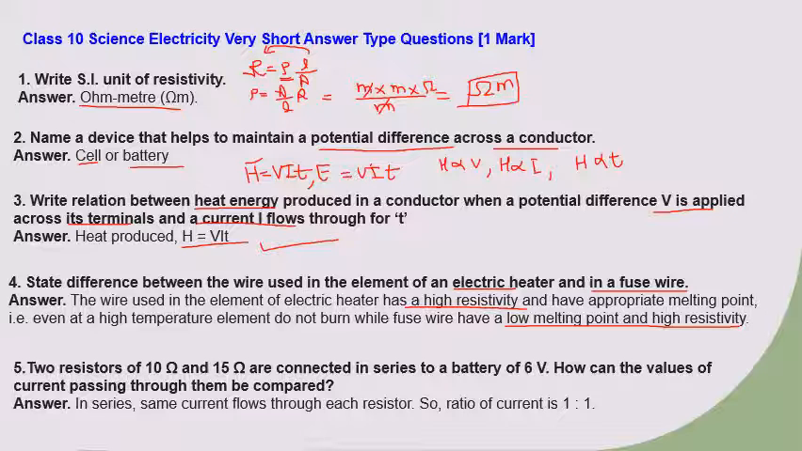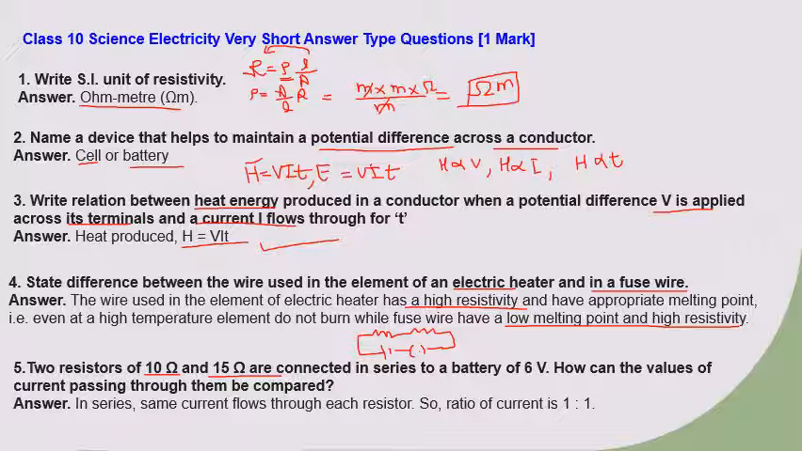Now two resistors of 10 ohm and 15 ohm are connected in series. So there are two resistors, they are connected in series, right? 10 ohm as well as 15 ohm. And to a battery, so we have to put a battery over here. The battery is of 6 volt. How can the values of the current passing through them be compared?